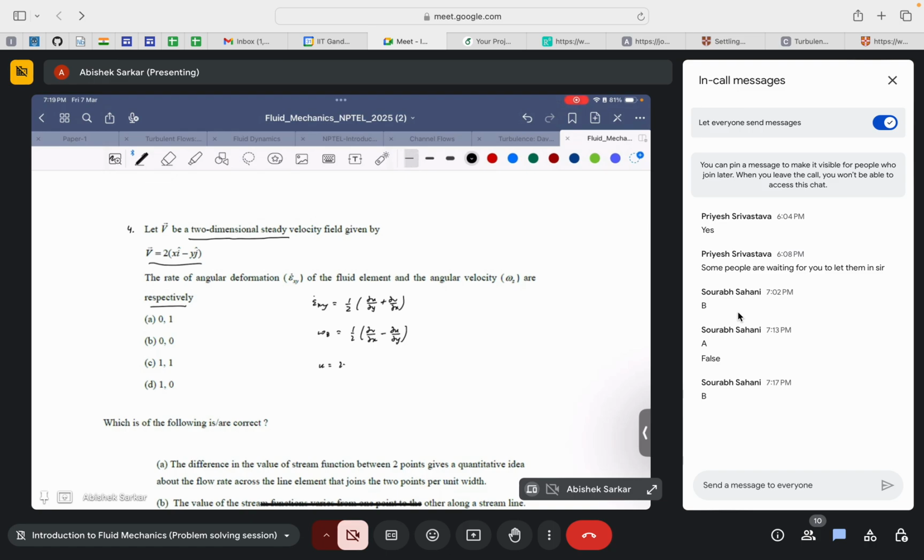Here u is 2x, v is minus 2y. So just substitute the value of u and v in these expressions and tell me the answer. Saurabh says it's B. So whether your answer is also the same or is something else.